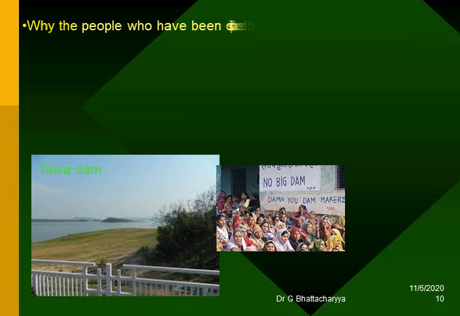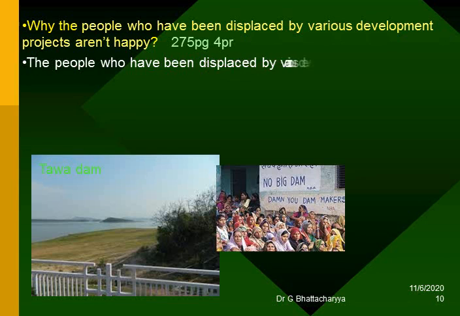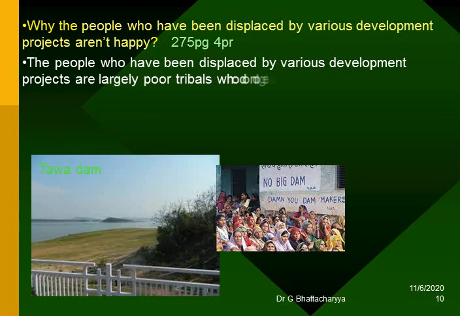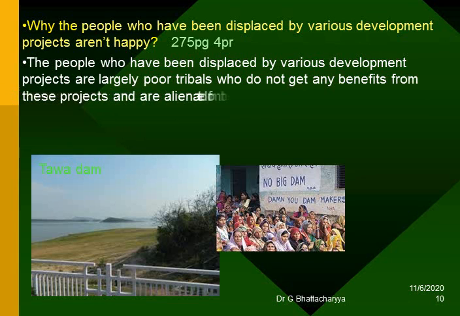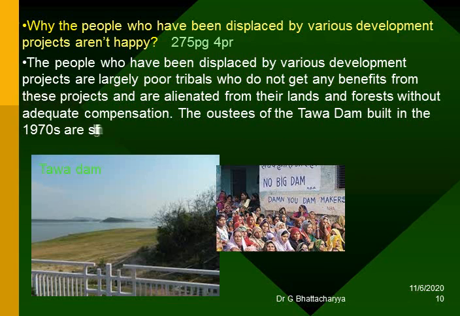Why are the people who have been displaced by various development projects not happy? The people who have been displaced by various development projects are largely poor tribals who do not get any benefits from these projects and are alienated from their lands and forests without adequate compensation. The oustees of the Tawa Dam built in the 1970s are still fighting for the benefits they were promised.